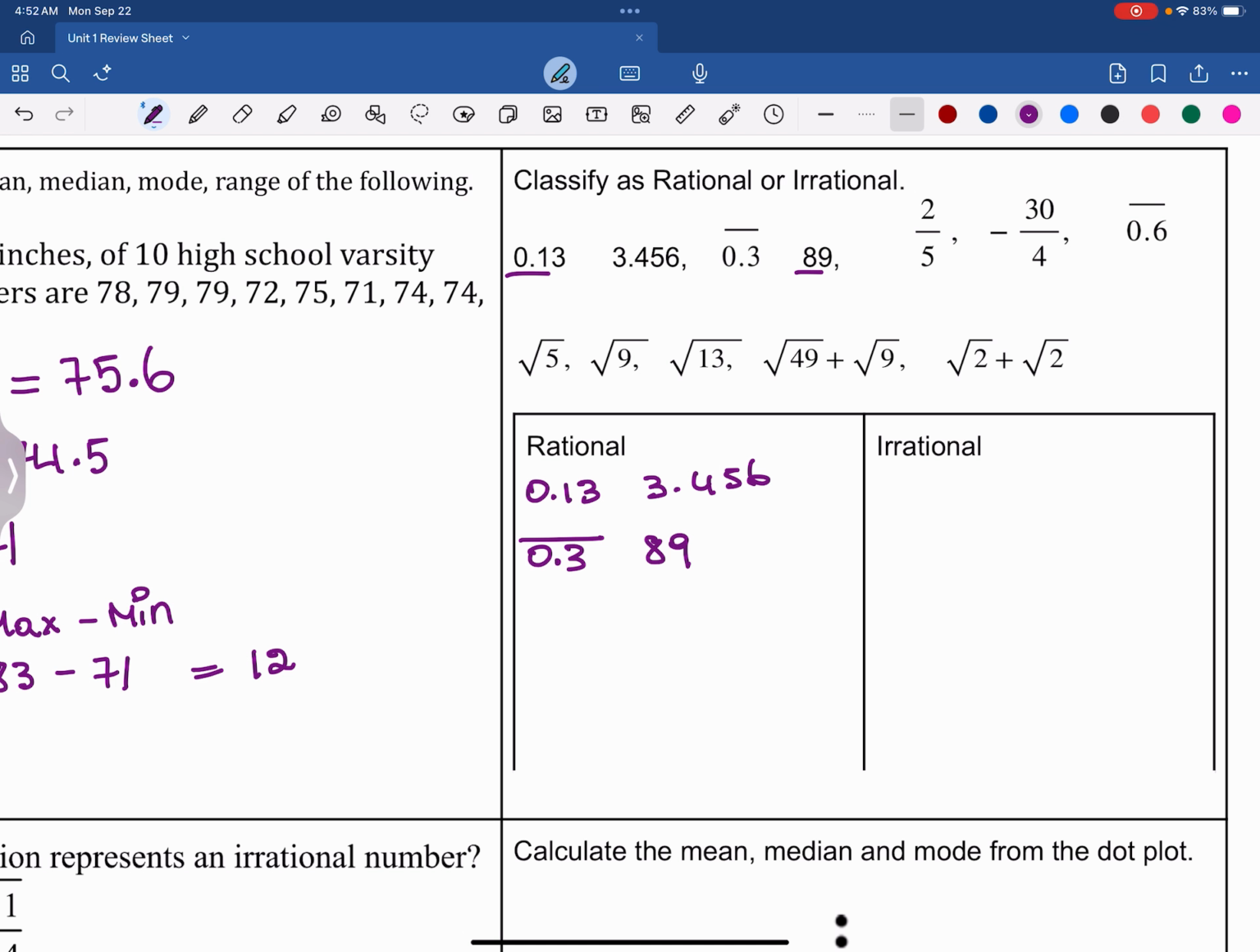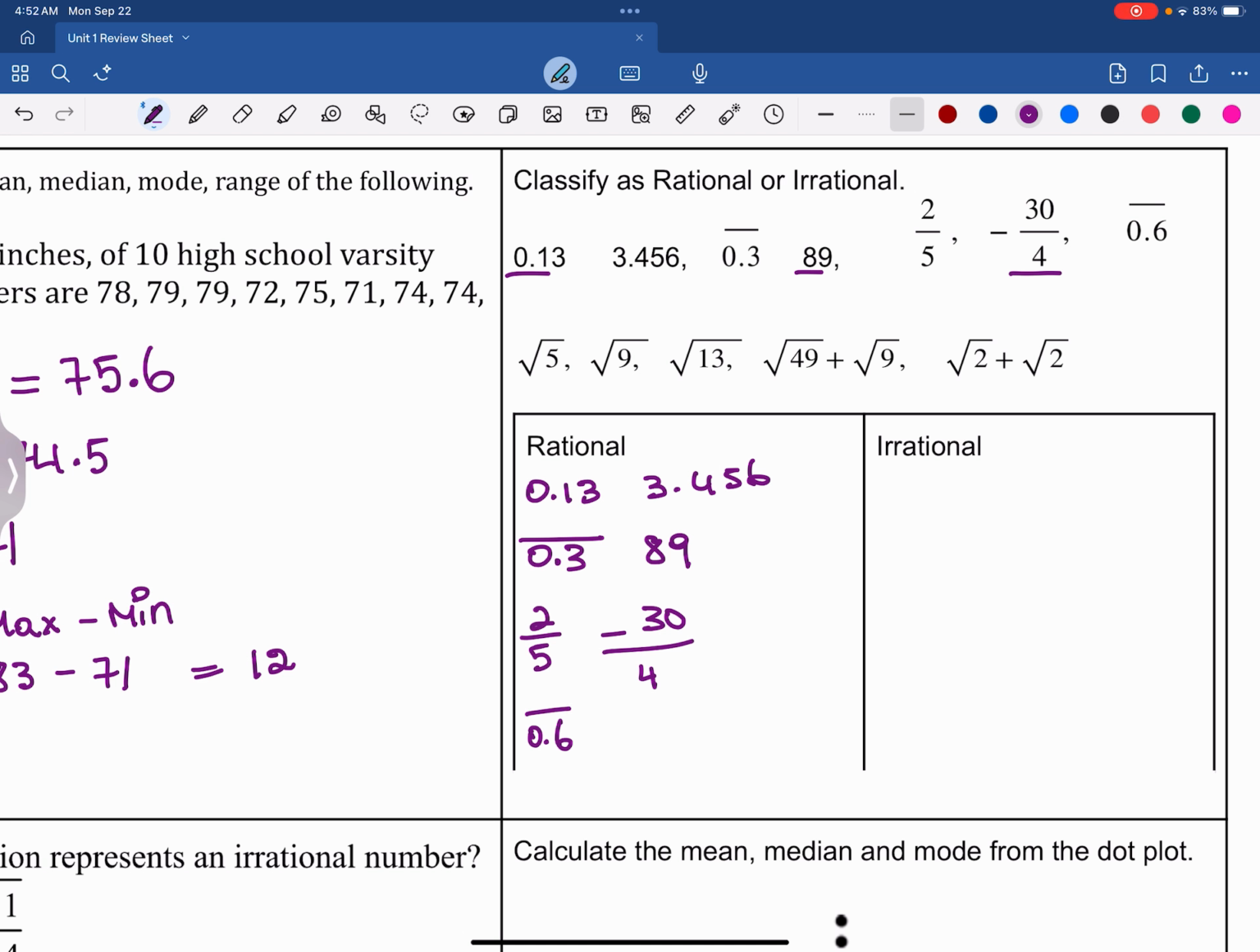2/5 is already a fraction. Remember, if something can be written as a fraction, it's rational, so 2/5 is rational. -30/4 is also rational. It does not matter if it's negative or positive. If it can be written as a fraction, it's definitely rational. Then we have 0.6 with the line on top. That's a repeating decimal, so 0.6 would also be rational.